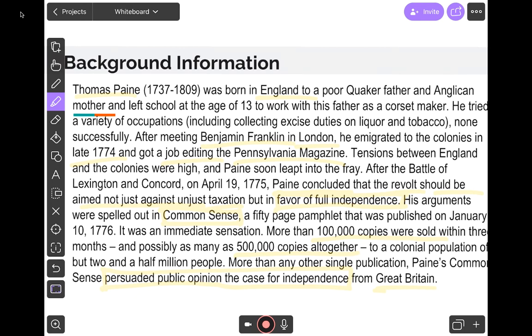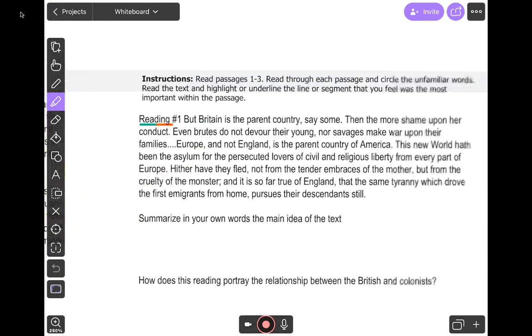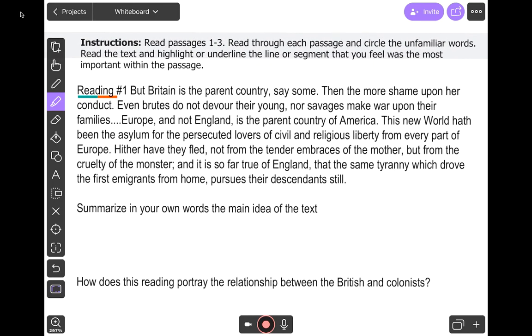Today we're going to be looking at 3 different sections to figure out what is his messaging, what's his reasoning, and how does this illustrate those relations between the British and the colonists. Okay, we have the first reading right here, and I've given you some instructions on the top. Read passages 1 through 3, which are 3 short excerpts that touch upon different topics. Read through each passage and circle unfamiliar words.